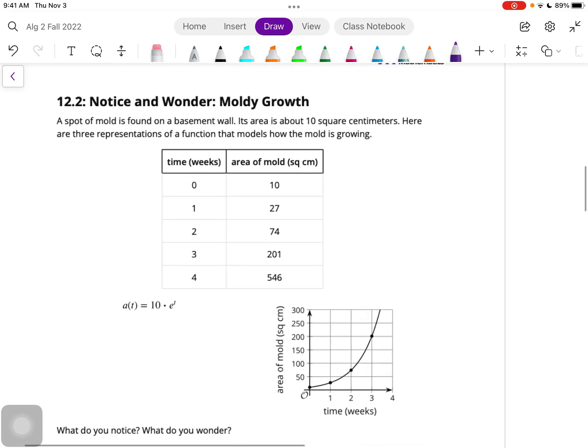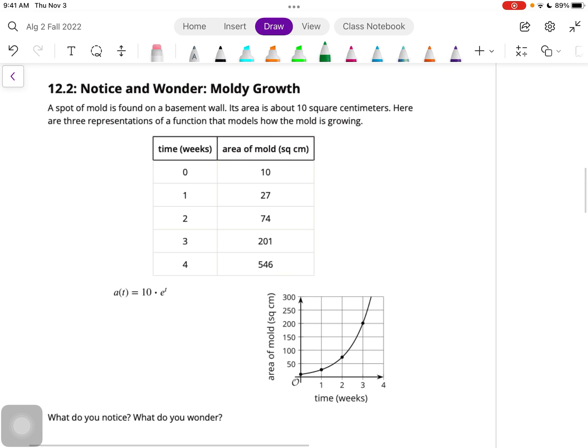Let's take a look at 12.2, notice and wonder. So a spot of mold is found on a basement wall. Its area is about 10 square centimeters. Here are 3 representations of a function that models how the mold is growing. So we have a table, we have an equation, and we have a graph. And they're all modeling the same thing. So what do you notice and what do you wonder?